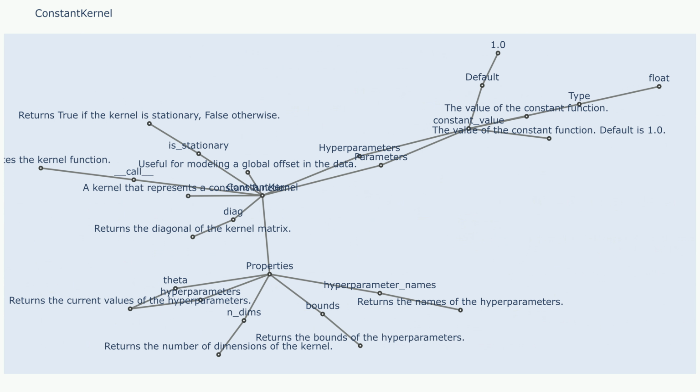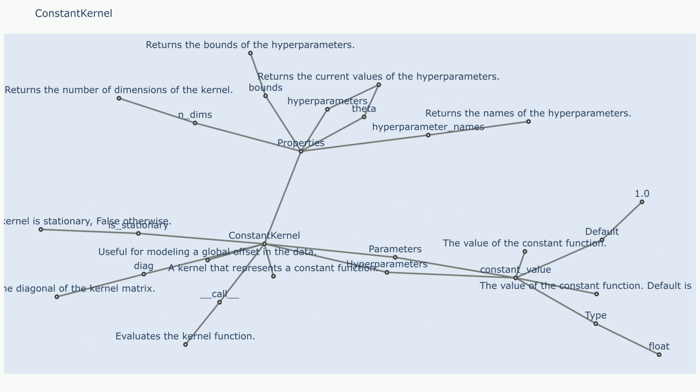Python. from sklearn.gaussian_process.kernels import ConstantKernel; kernel = ConstantKernel(constant_value=10.0). Adding it to a more complex kernel.